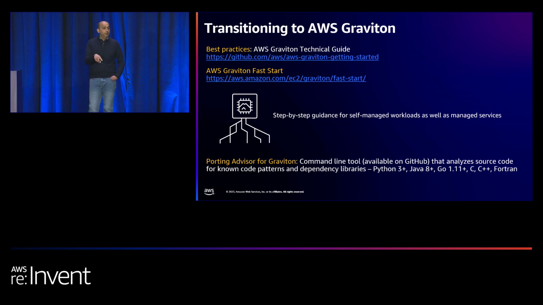I also want to call out a most recent addition. It's a tool called the Porting Advisor for Graviton. So this is also available on GitHub. It's a good command line tool that will help you analyze any source code dependencies for known patterns in terms of readiness. So it allows you to quickly gauge where you are at that point to migrate to Graviton.